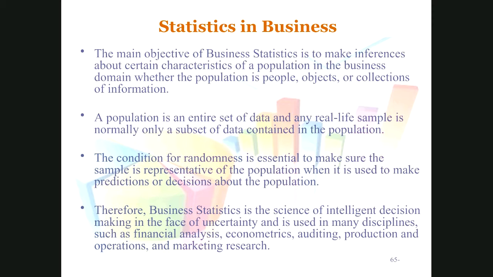And what's important when you take a sample, which again is a subset of the total population, is that you want it to be random, because randomness is essential to make sure the sample is representative of the population when it is used to make predictions or decisions about the population. And therefore, business statistics is the science of intelligent decision-making in the face of uncertainty, and is used in many disciplines such as financial analysis, econometrics, auditing, production and operations, and marketing research.